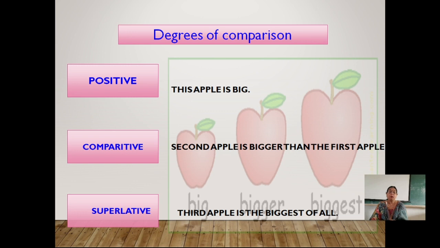So we should remember that degrees of comparison show us what level of quality the noun belongs to. I think you followed this. We'll be doing certain exercises to make these things more clear.